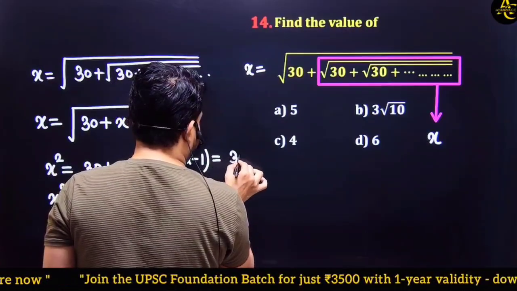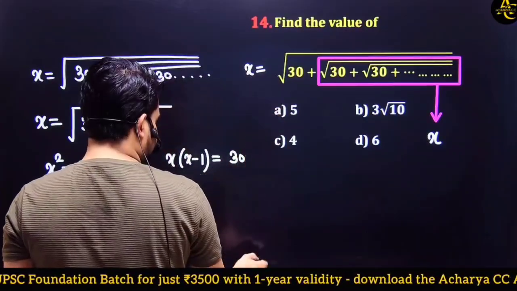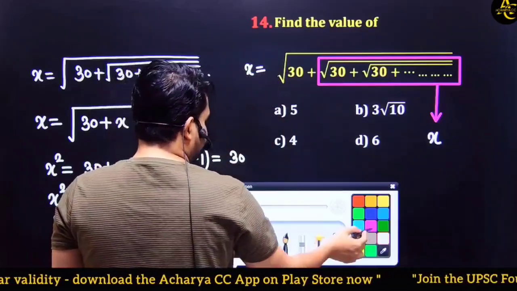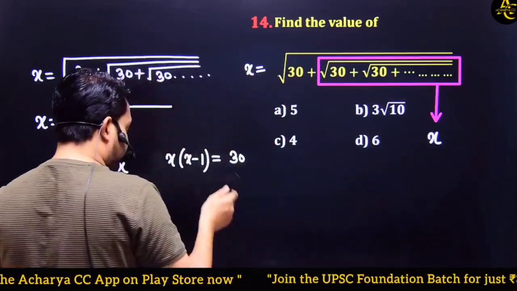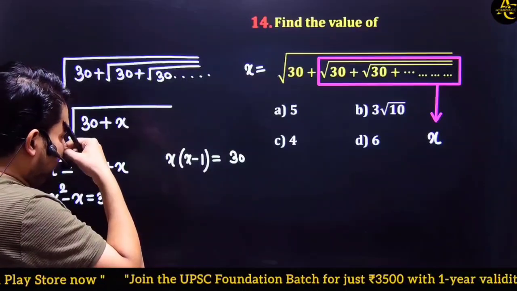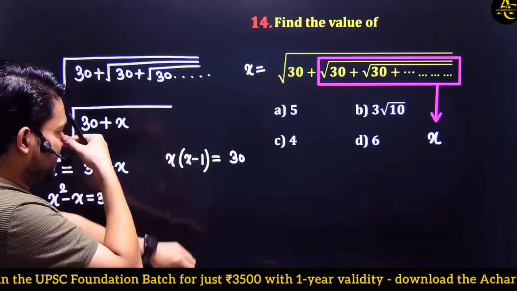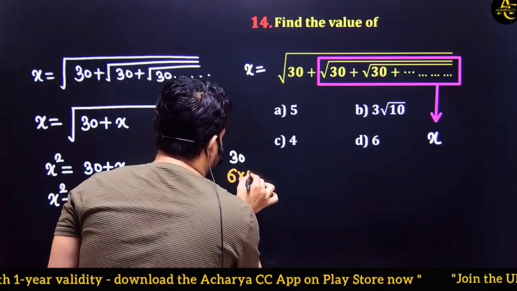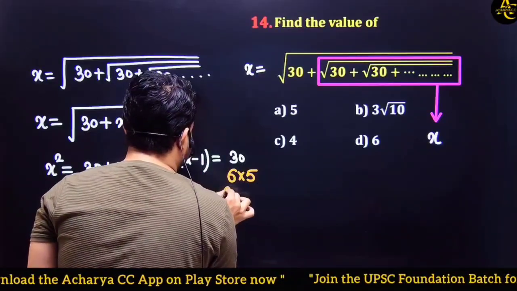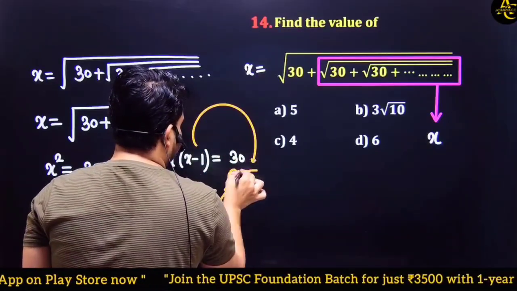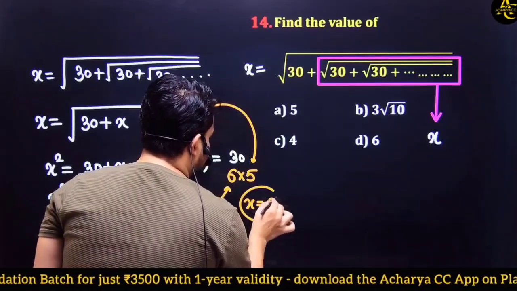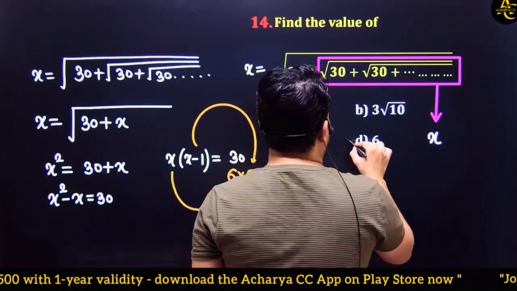I have to find out the value of x, meaning I have to find out the particular value of this complete set. You have to take the factors of 30 in which one number is one less than the other number. Since we have 6 into 5, here the value of x is 6 and the value of x minus 1 is 5. We can say that the value of x is equal to 6. But in your examination, you will not do this.